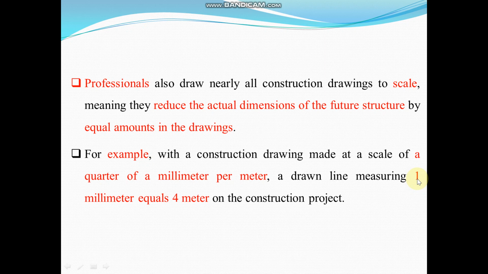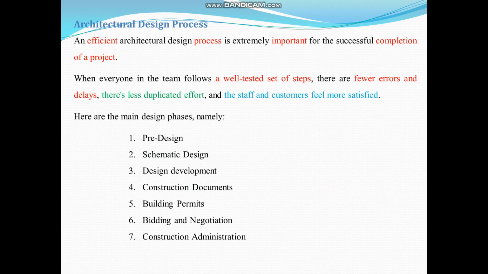Or if we draw at a scale of 1 to 200, 1 millimeter represents 200 millimeters on the ground. So we have to use a scale when we prepare a construction drawing.